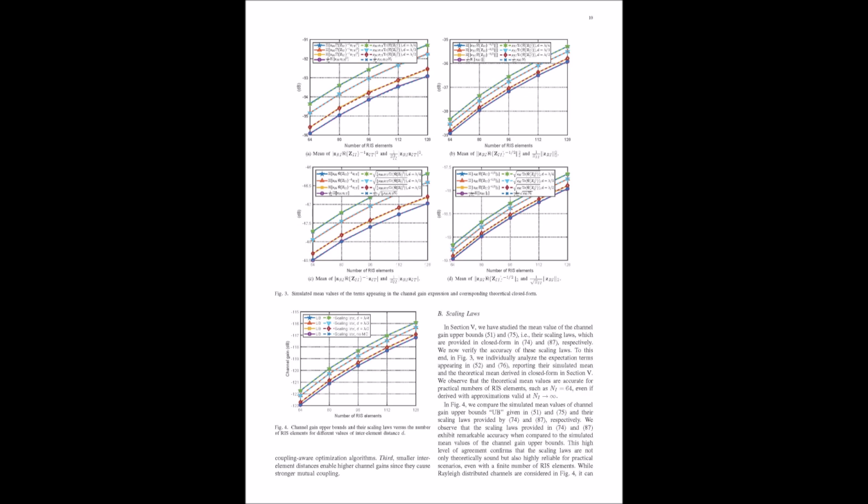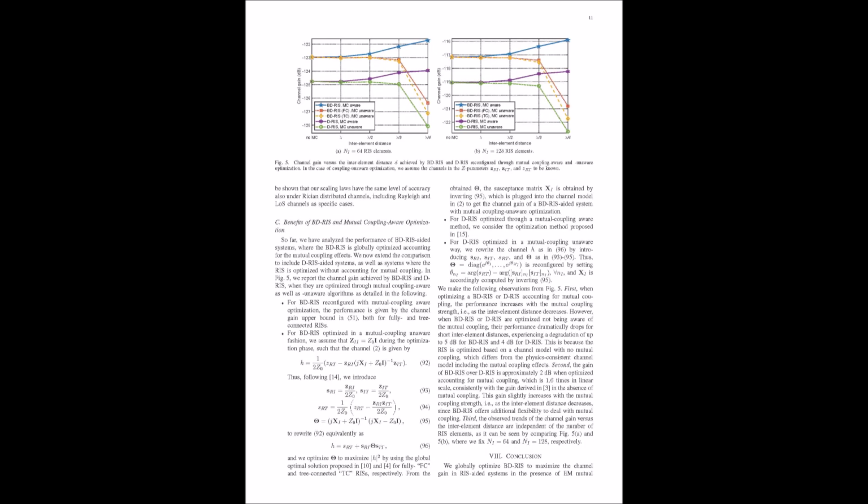And using these two lemmas, they're able to prove a proposition, which basically states that the average channel gain with mutual coupling is always greater than or equal to the average channel gain without mutual coupling. So they've proven that mutual coupling is always better, or at least as good.